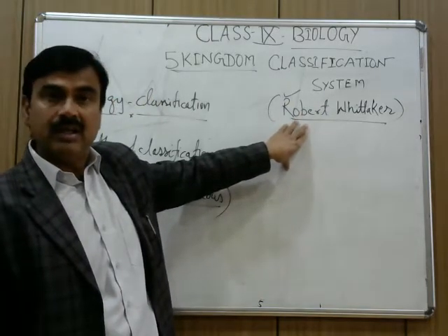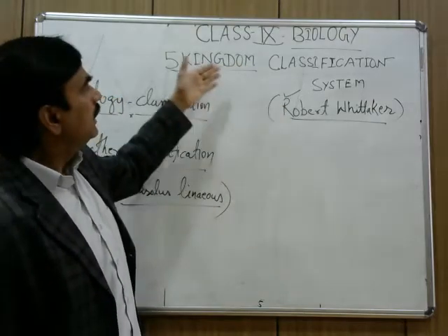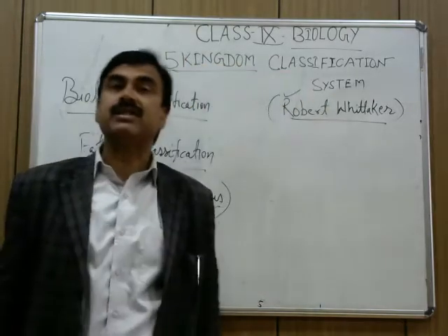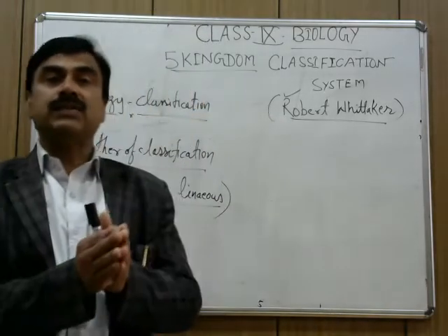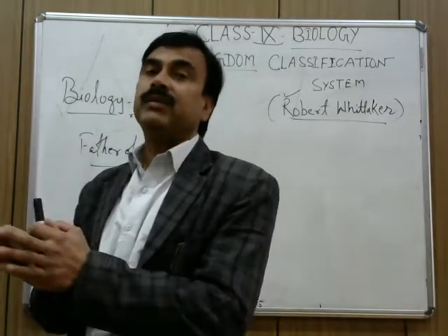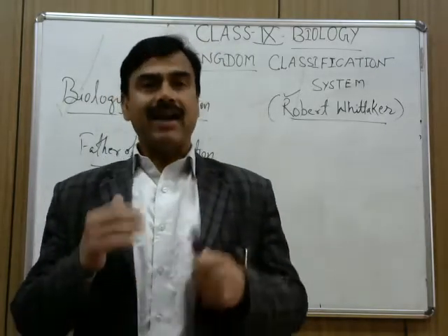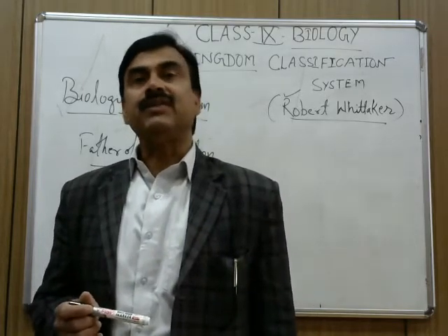So when we move to module number 2, the five kingdom classification system, we will begin from kingdom number 1, kingdom number 2, 3, 4, 5. So the entire plants and animals are categorized into the five kingdom division system.